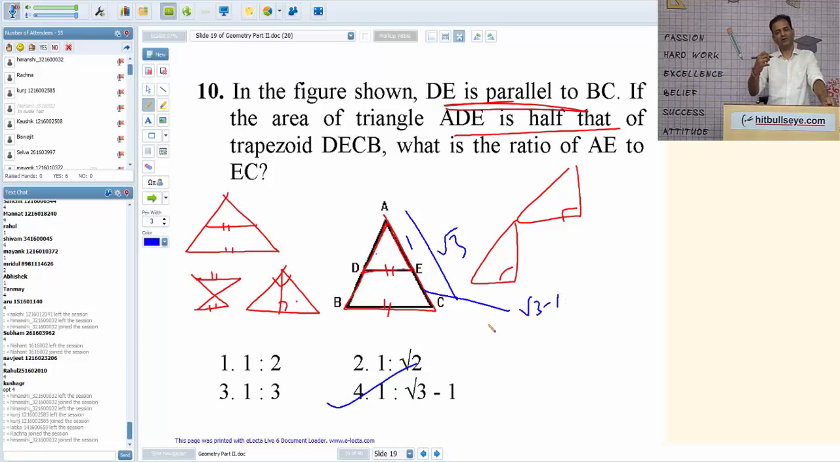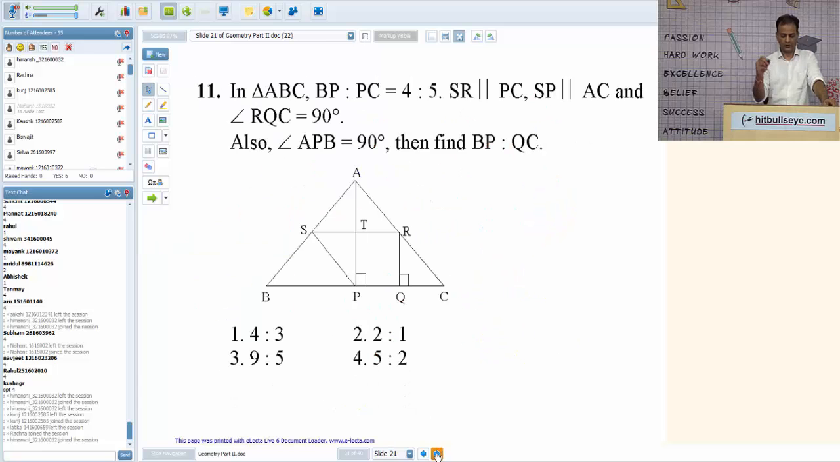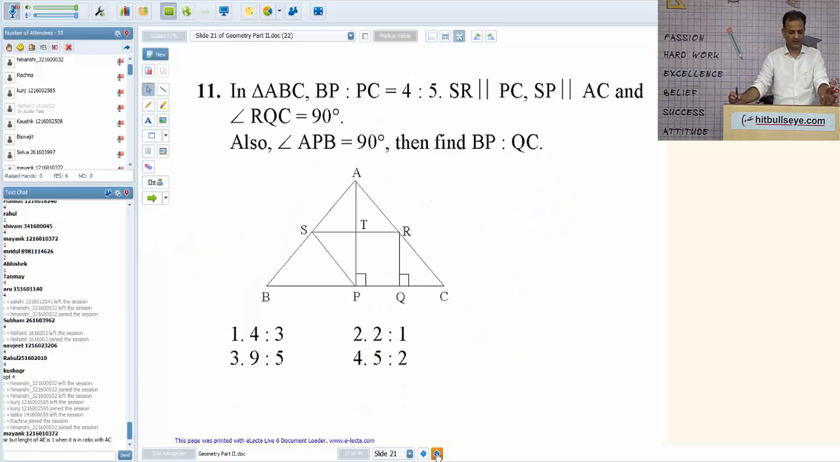So this is the basic property of similar triangles. If two triangles are similar, the areas of those two triangles will be equal to the square of their corresponding sides. Base, height, everything will be squared. Inradius will be squared, circumradius will be squared, height will be squared, everything will be in terms of squares. Now, next question. Again a real CAT question.